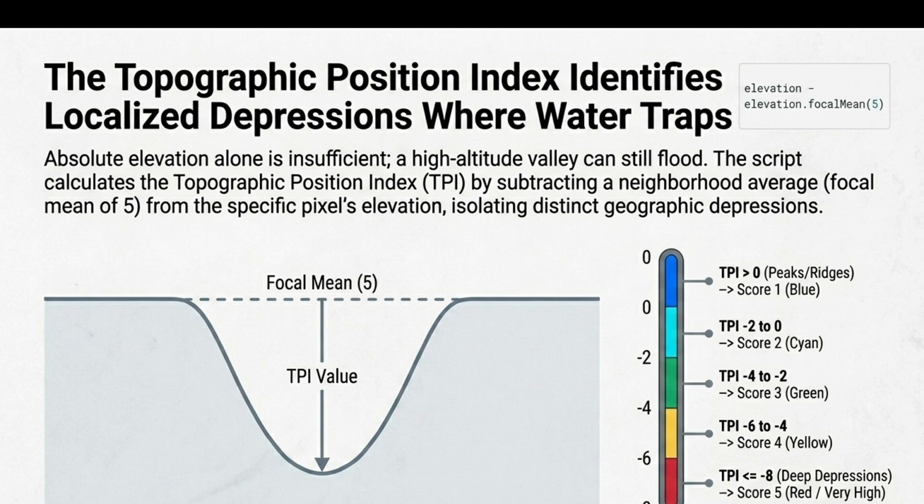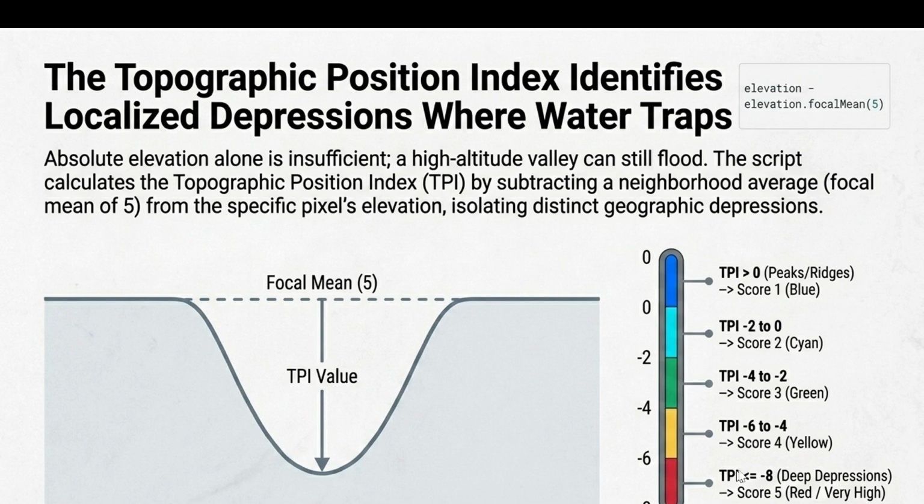Okay, high altitude is still flood. So that's why we also create the topographic position index by subtracting the nearby neighborhood average, mainly focal mean, from the 5 meter pixel elevation, isolating the distinct geographic features. If you check, a TPI value greater than 0 is indicated by the blue color.